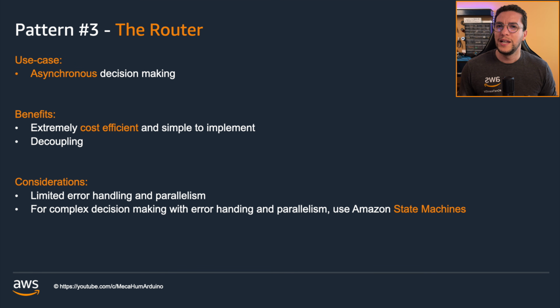It gives you limited error handling and parallelism, because if the downstream Lambda fails, and we'll see that in the next slide, there is no direct handling of these edge cases, right? And that's because of the asynchronous nature. And of course, if your requirement is complex decision making, then it's preferable to use something like state machines, which we'll not be covering in this specific video, but I will be covering in the next one.